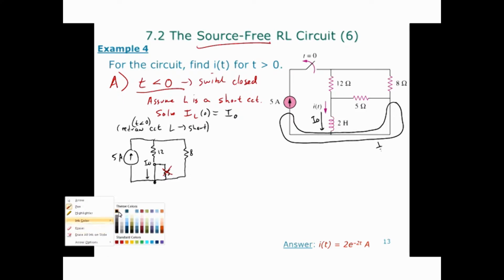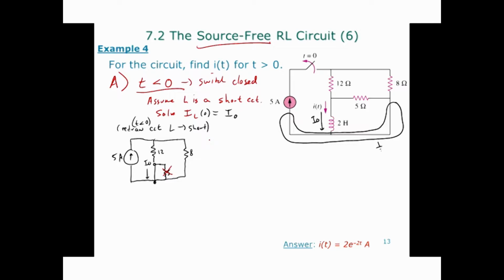What is blank? Current divider formula. Red, please. There we go. So I0 is going to equal 5 amps times 8 over 12 plus 8. So that equals 2 amps. Okay, so that's the first part, find the initial current.